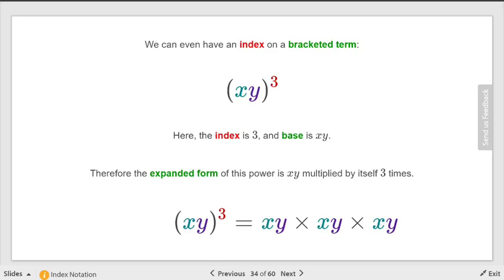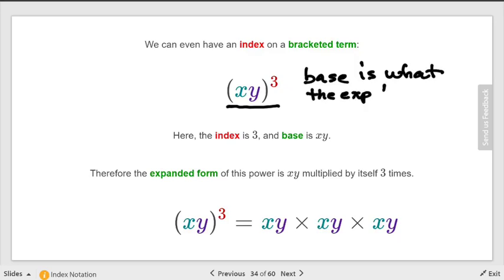Now be careful here though. Look at this one. The base of this exponent is actually the bracket. The base is what the exponent touches. What happens if there's no exponent? The base is just the number. Well, then you don't really have to worry about it because you're not worried about exponents then.